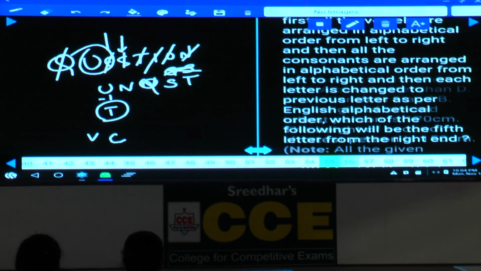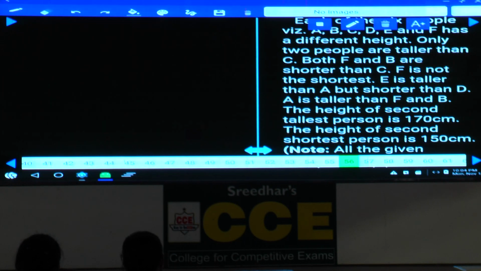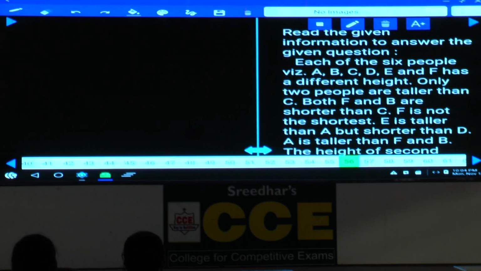Then 55. Then 56 onwards. Now 56 to 58, it is based on what? 56 to 58, it is based on comparison. A small set of comparison questions is given on this one.